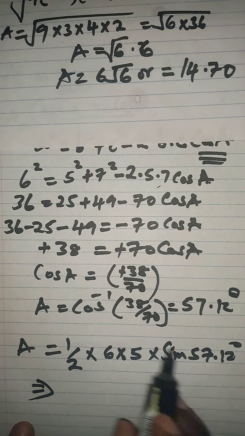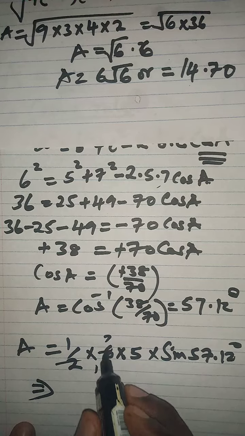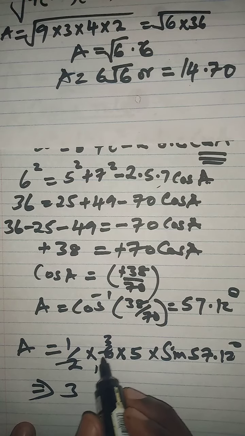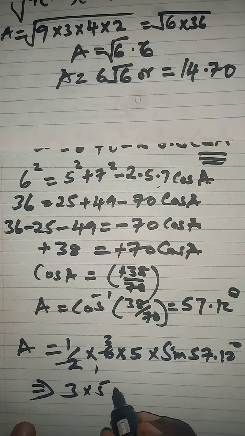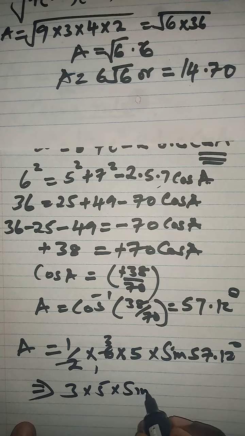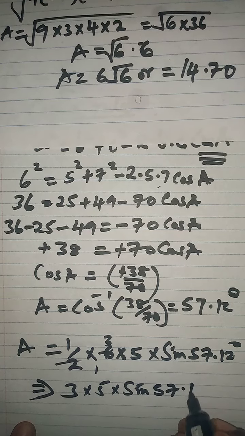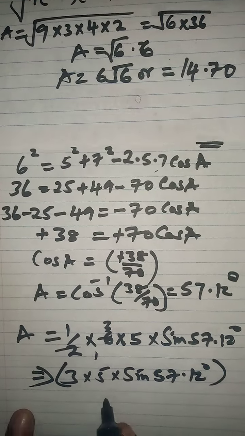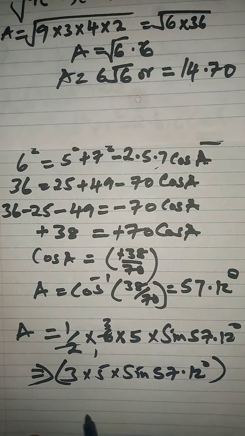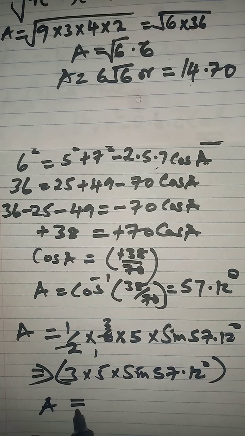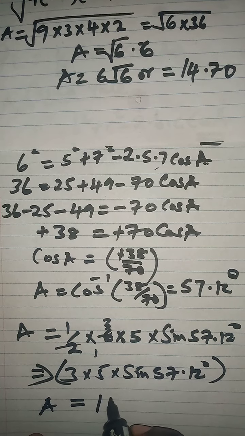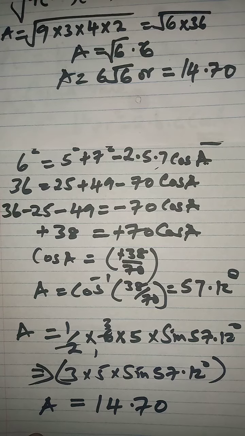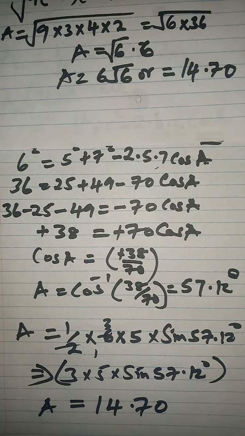So when you compute this from your calculator, 2 goes there, 3 times 5 multiplied by the sine of 57.12 degrees. Computing all this in your calculator, you realize that the area now becomes the same as the one that we got in the first approach using Heron's formula.